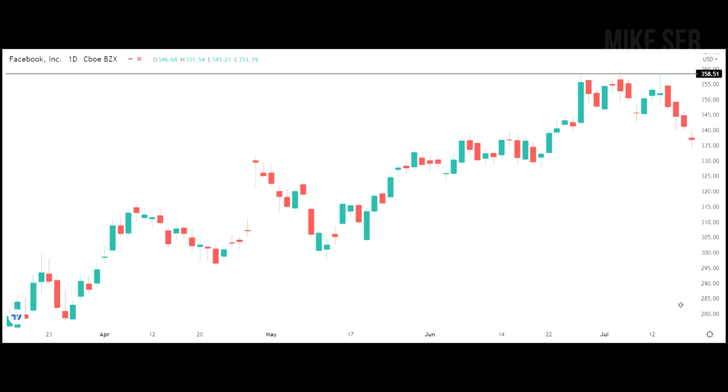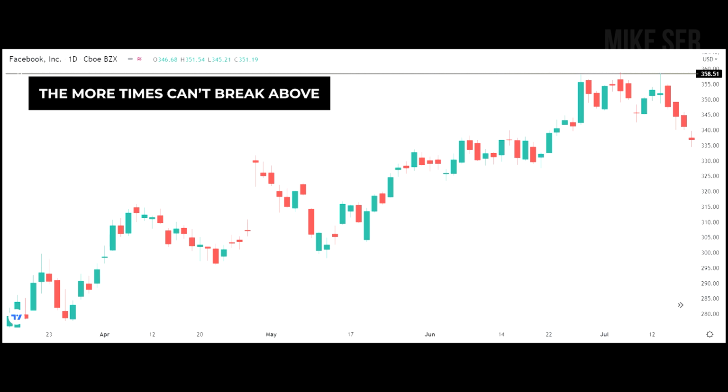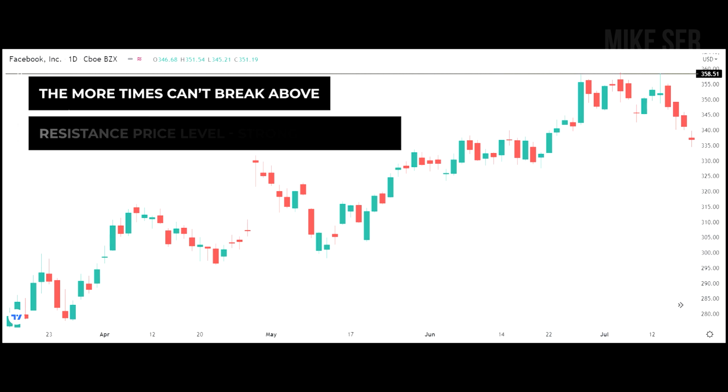So here's a chart of Facebook. You can see the resistance level right here. You can see this level hit 1, 2, 3 times. And basically, the more times a stock fails to break above a certain price level, the stronger that price resistance level is, and therefore you should sell.